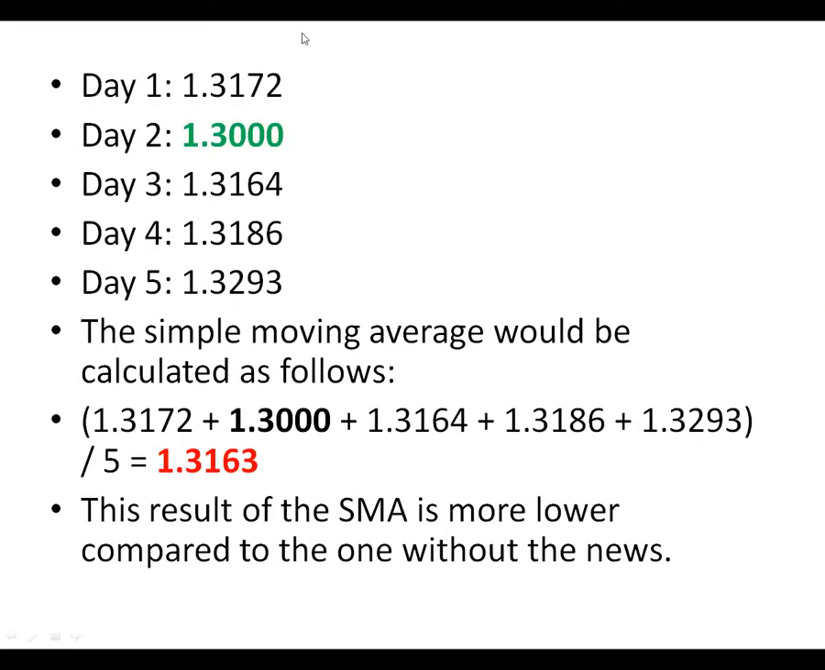On the second day, this was the closing price. The euro on the first day ended at 1.3172, but on the second day, the euro fell to 1.3000 because of the news that happened. And then the third day without news, the fourth day without news, the fifth day without news. So the news only affected day 2, so the price changed. That is why I put it in green.